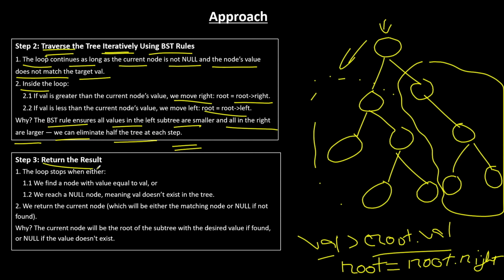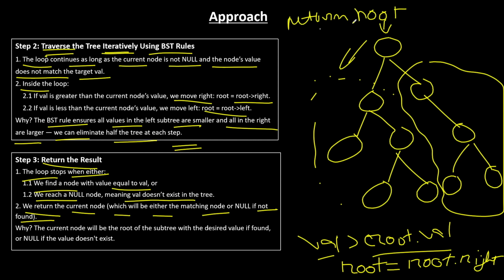In step 3, we return the result. The loop stops when either we find a node with a value equal to val or we reach a null node, meaning the value does not exist in the tree. We return the current node, which will either be the matching node or null if not found, which is basically we will just return root. That's all. So I hope you understood this approach explanation. Now let's move to the next slide.